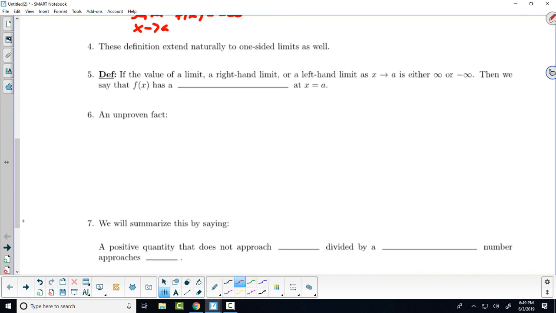If the left, right, or two-sided limit comes out to be plus or minus infinity, then we will say the graph of f has a vertical asymptote at x equals a.